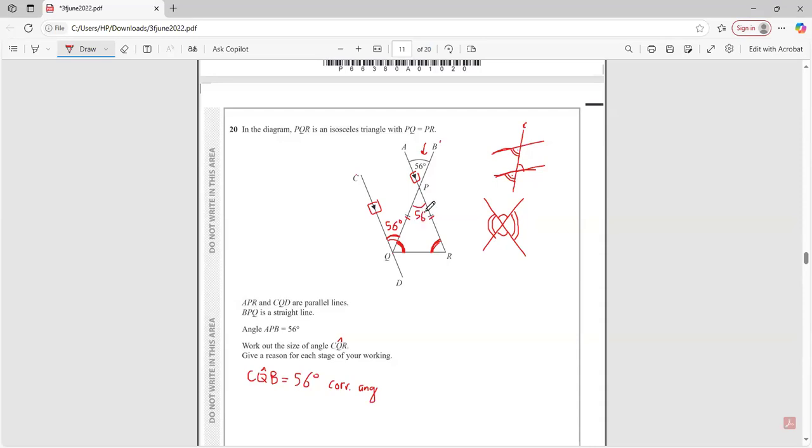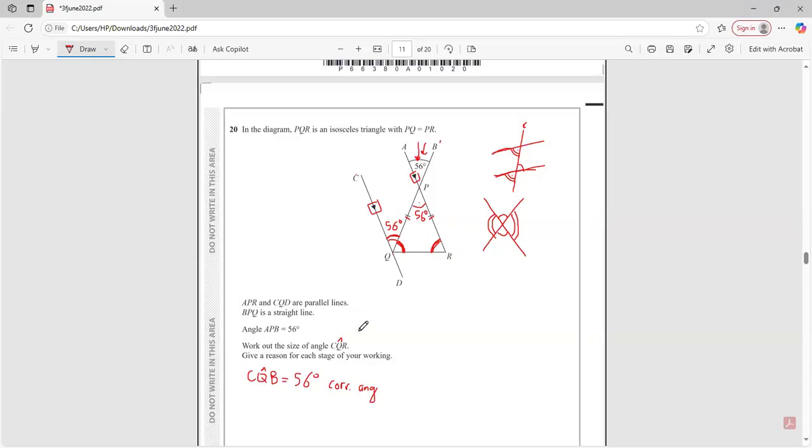Okay, so in fact, there are two reasons for this one being equal to 56. You can look at it this way: Z angles, that's Z, alternate angles, or the one I just said now, vertically opposite angles. This angle and this angle, they are vertically opposite. So whichever one you want, it will still apply.